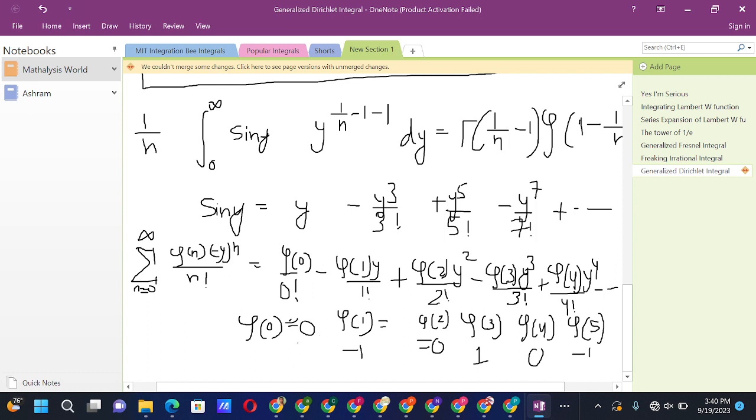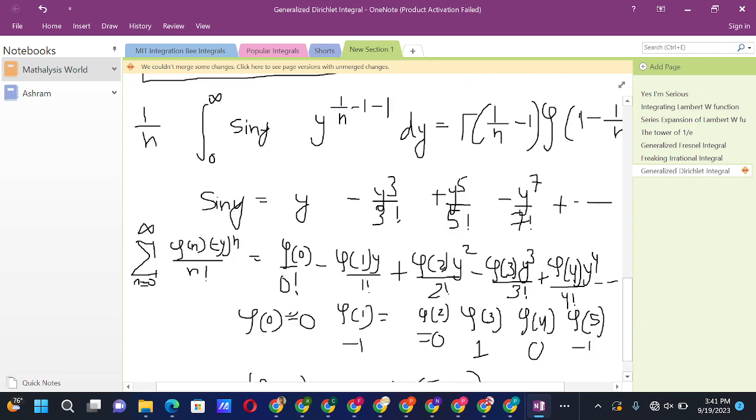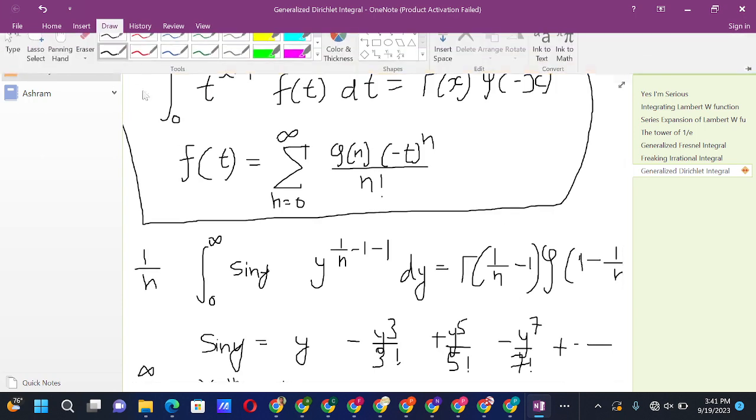So now we need a function that gives 0 for 0, minus 1 for 1, 0 for 2, 1 for 3, 0 for 4, minus 1 for 5. It seems to be oscillating, so of course trigonometric functions might help. And if we just check, we get that phi of x should be minus sine pi by 2x. If our phi of x is minus sine pi by 2x, we see that at 1 it's sine pi by 2, so minus 1, at 2 it's 0, at 3 it's 1, and so on. Yeah, it satisfies.